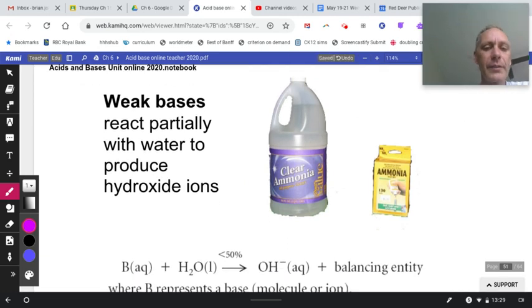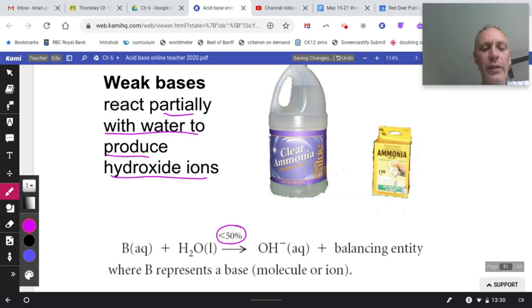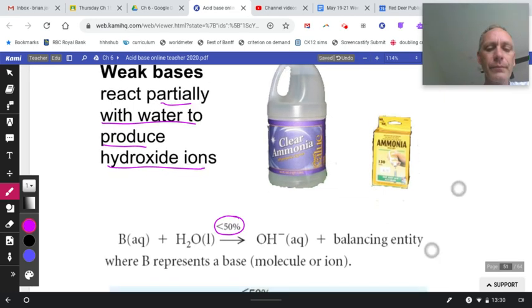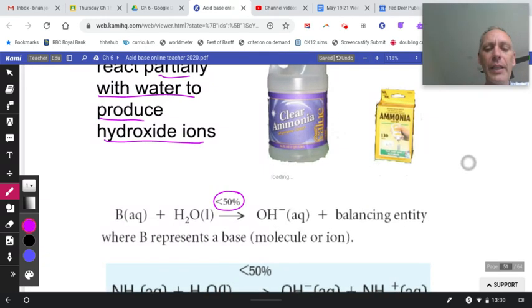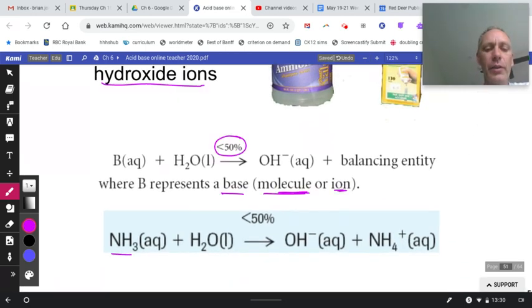Okay, weak bases. So just like weak acids, these partially react with water to produce hydroxide ions. And they are always less than 50%, and they're often less than 5%. So B can be any base. It can be both a molecule or an ion. Usually they're ions. Those are the ones that we see most often. This is an example of a molecule.